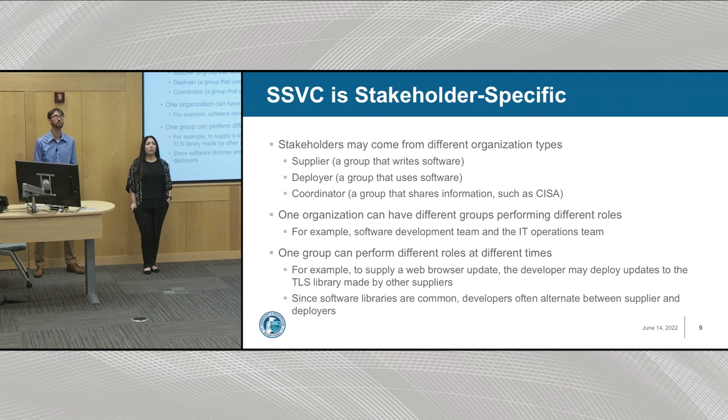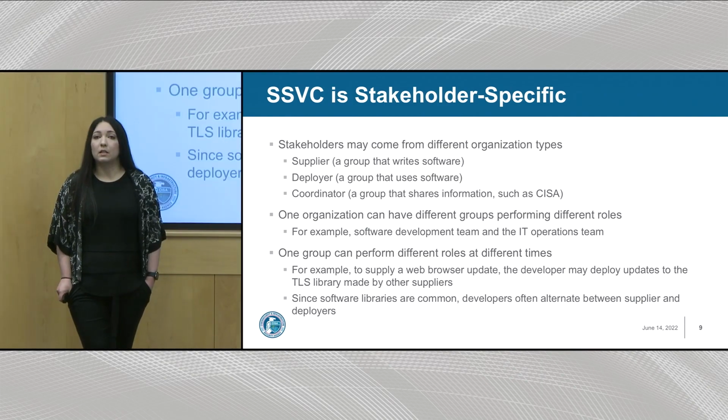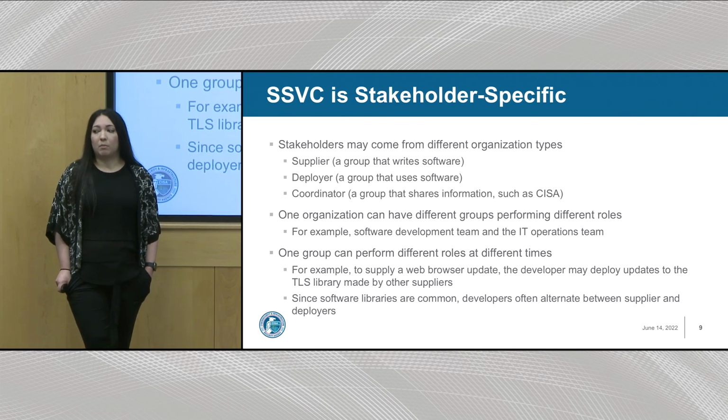An organization can have different groups performing different roles, and they can perform the different roles at different times. For example, if an organization develops software and manages IT operations, depending on the role, an analyst could either utilize the supplier tree for software development or the coordinator tree for IT operations. When discussing different roles at different times, such as a supplier pushing a web browser update, the developer may deploy updates to the TLS library made by other suppliers. Since software libraries are common, the developers often alternate between supplier and deployer.